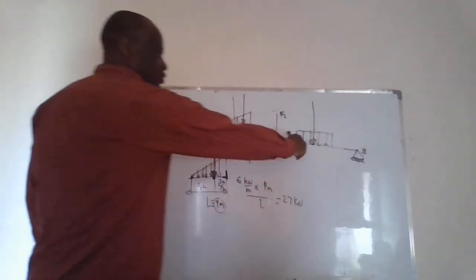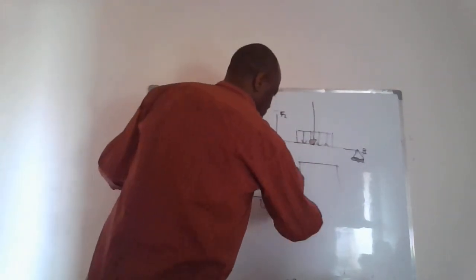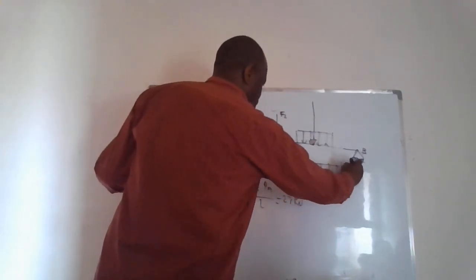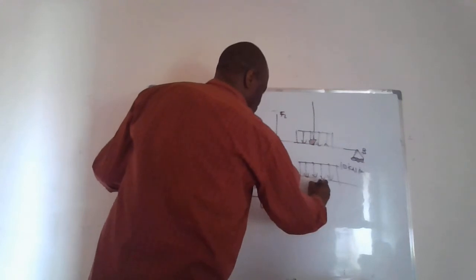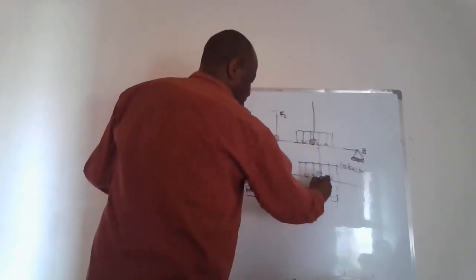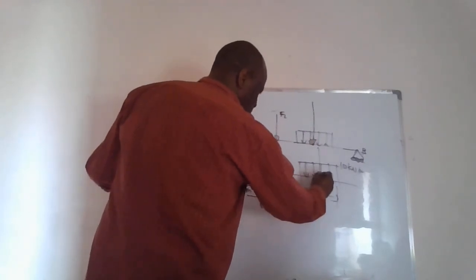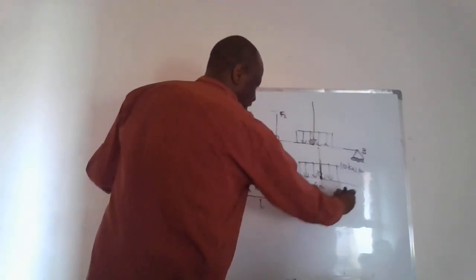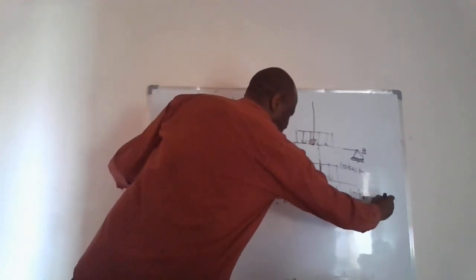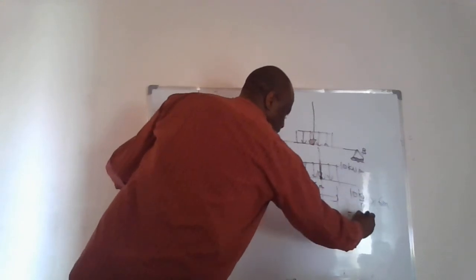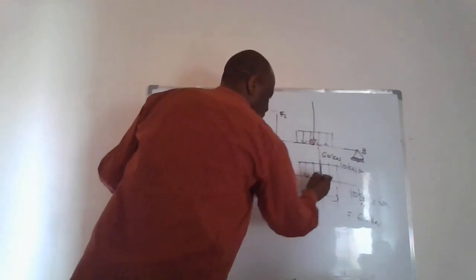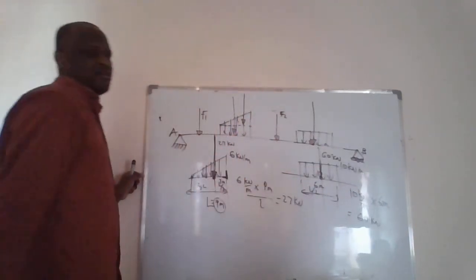And a reminder for the UDL, that is a simple one. If this is 10 kilonewtons per meter on a length of 6 meters, we need to get the resultant, and this resultant will always have its point of application at half of the length. And how do we get the resultant? Take the load per unit of length times the length. This will be 60 kilonewtons, and that 60 kilonewtons will be placed at half of the length.